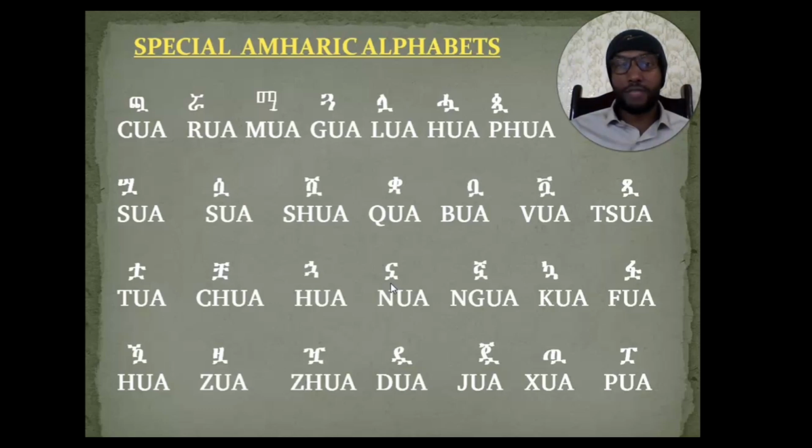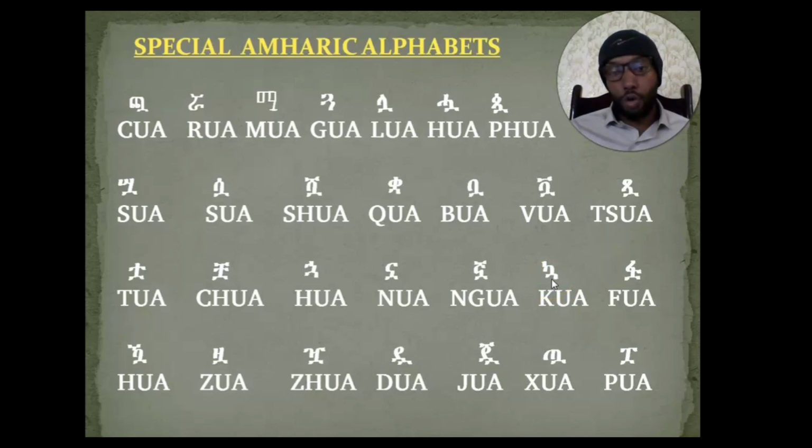We have said that there is a basic Amharic alphabet called Na. So this Noa comes from Na. And this one is called Nua. This one is Noa, whereas this one is Nua. So Nua comes from a basic Amharic alphabet called Nya. This special Amharic alphabet is called Nua.